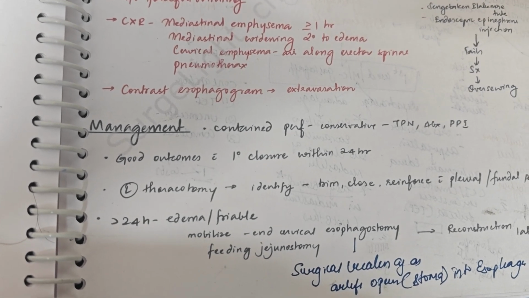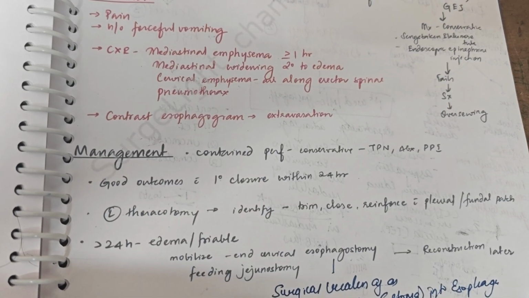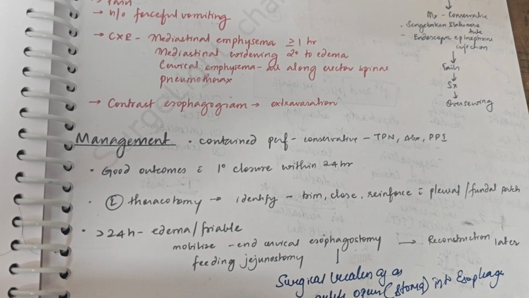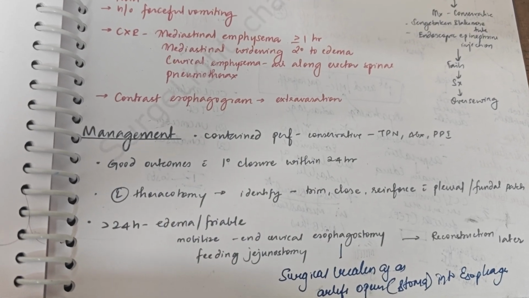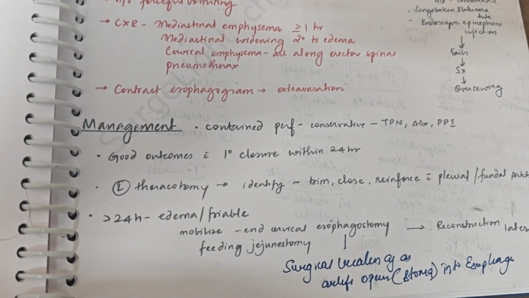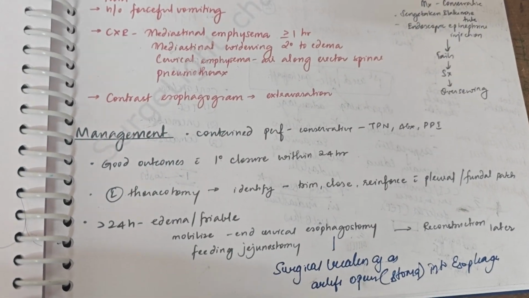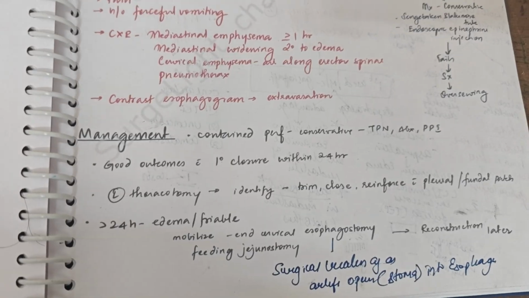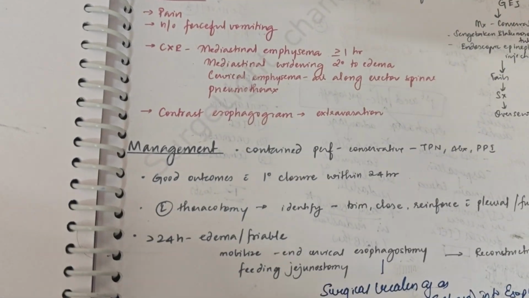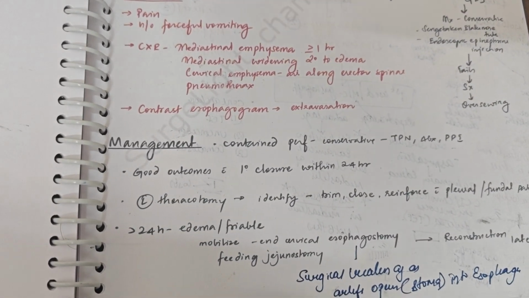Left thoracotomy, as I've told you: identify, trim, close, and reinforce with a pleural or fundal patch. In the left thoracotomy, you identify, trim it, and close with a pleural or fundal patch. Now, say, for example, it is more than 24 hours. In more than 24 hours, you can have edema and it's fragile, so we can't suture it.